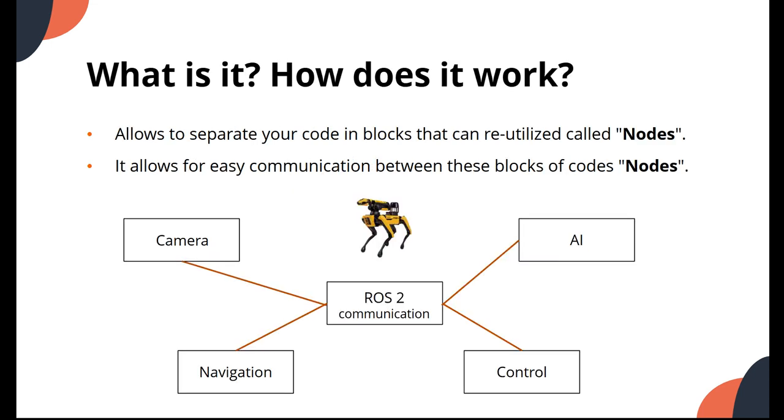Now, how does ROS2 work? Well, ROS2 allows for modularity, like I mentioned before, and it does this by allowing you to get your code and separate it into blocks that we call nodes. Now, these nodes can also communicate with each other with ROS2 communication. So let me explain this with the diagram that I have on the screen right now.